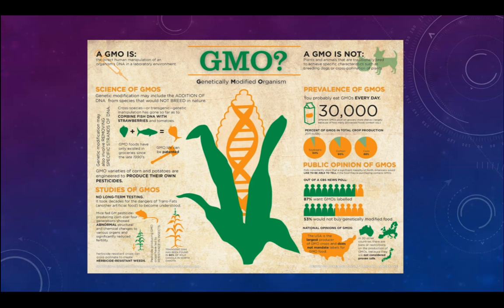The science has developed tremendously since the 1900s. That trans-species, also known as cross-species, genetic manipulation has occurred. As referenced in the slide, 30,000 GMOs exist, meaning that you most likely consume GMOs every day.